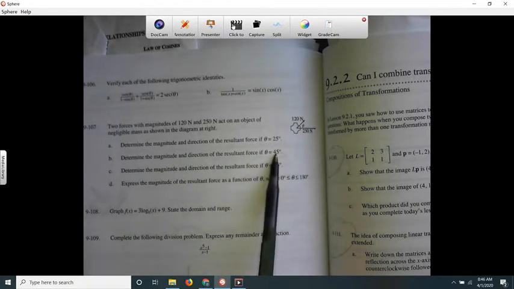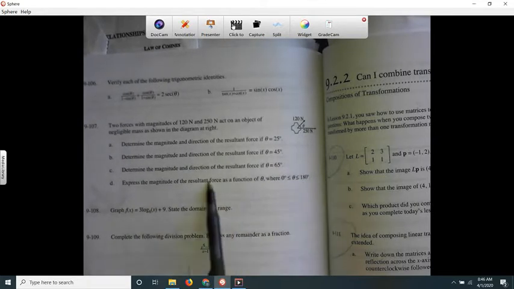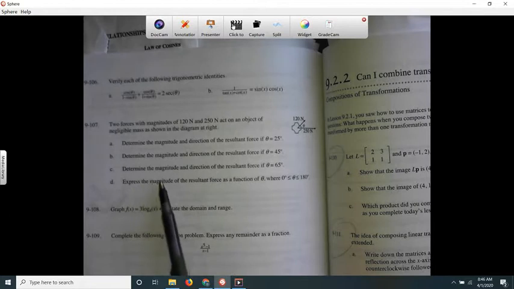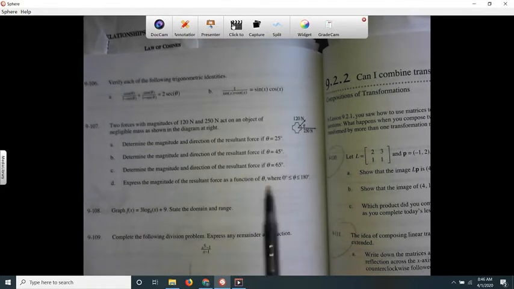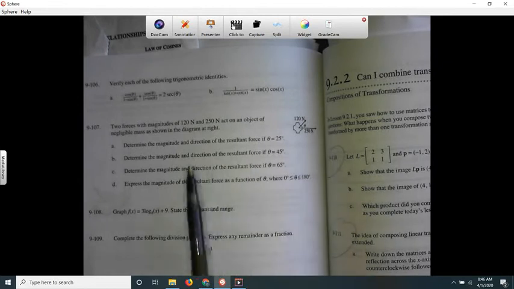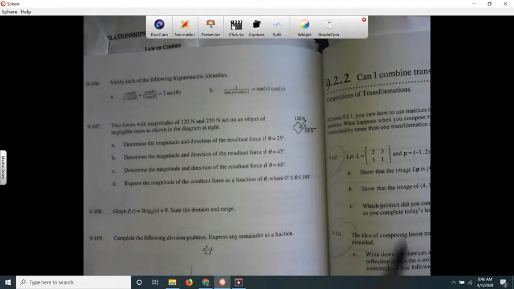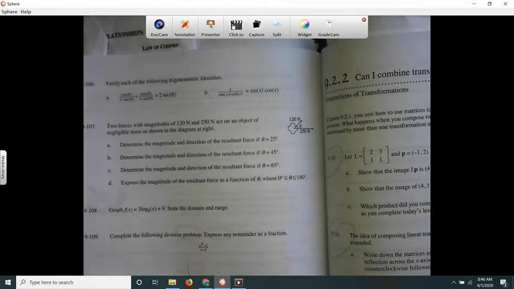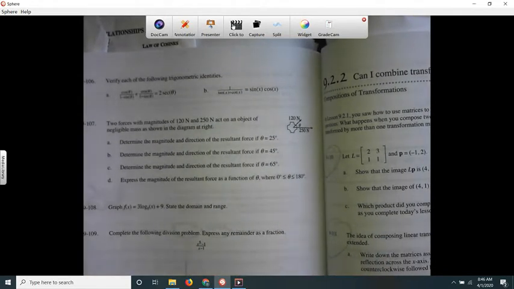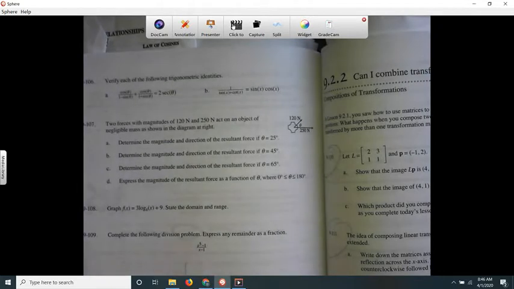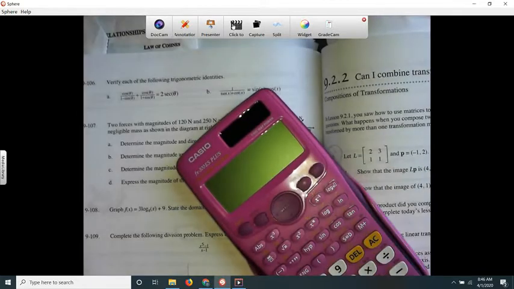And then it has me do it for 45, for 65, and then it has me generalize it for the magnitude. So I'm just going to do the first one and show you how. A word of caution: I had my little pink calculator in radian mode, and I had to put it in degree mode, because my first attempt I got wrong.